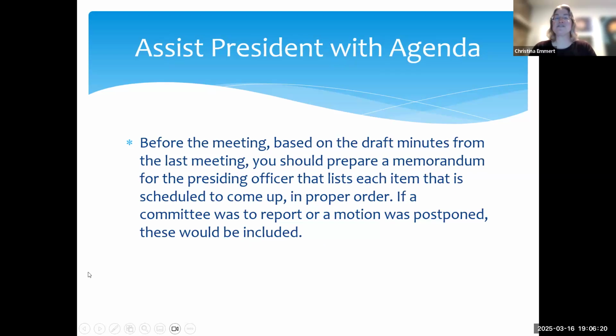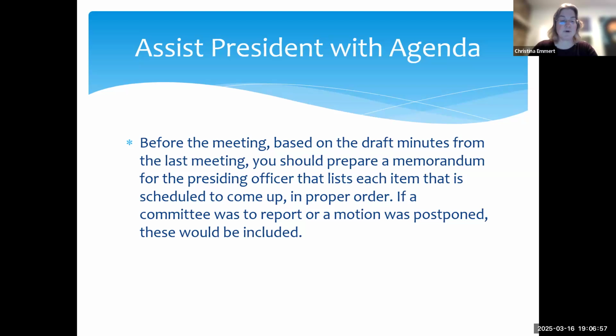So we also want to assist our president with the agenda based on the minutes that a secretary takes at the meeting. You want to send a memorandum to your president so that they know what to put onto the agenda that would list any item that's scheduled to come up, whether it's a motion that wasn't completed at the last meeting or an item that also wasn't addressed at the last meeting. If some kind of committee was supposed to report at this meeting, if there was a postponement, things like that. Anything that you know, according to the last meeting and according to your minutes, should come up at this meeting.